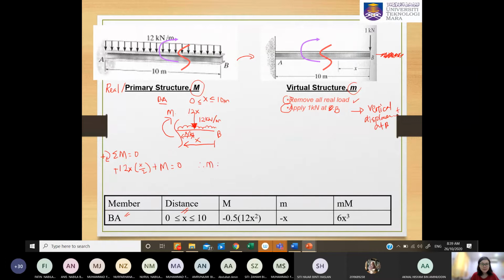So your moment is negative 6x squared. This is how you do it. Are you okay, class? Yes, thank you very much.